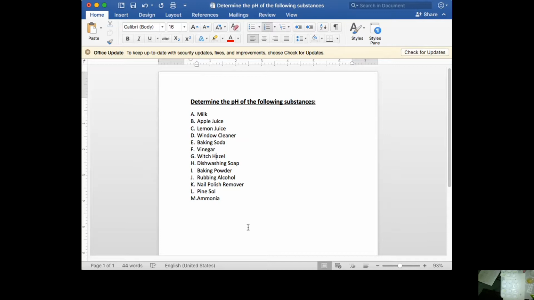Now, obviously, we would not want to taste a lot of substances to see what they are because they can really hurt us. But as a general rule, if something tastes sour, it's an acid. If something tastes bitter, it's a base. So that could probably help you to figure out what some of those are. So acid is from 6 to 0. 7 is neutral. Pure water is a 7. Bases are from 8 to 13.